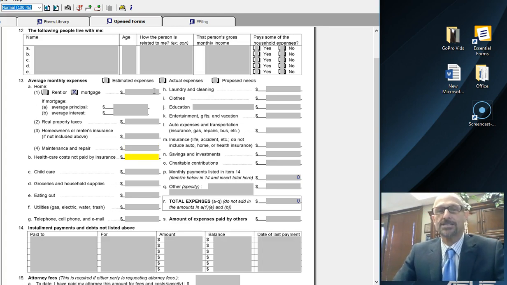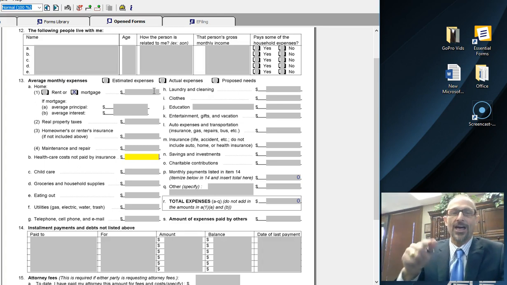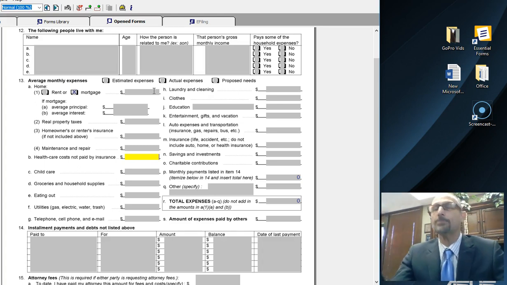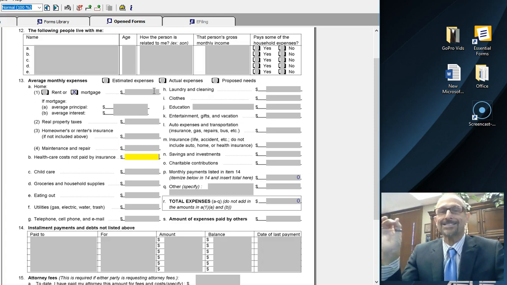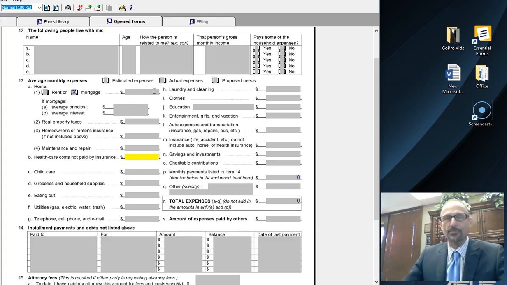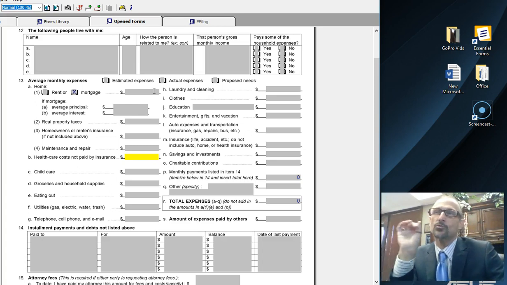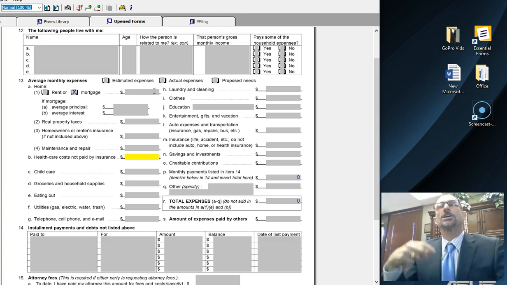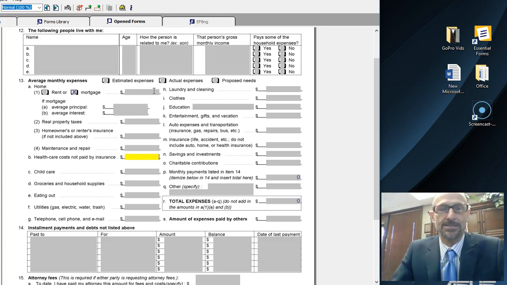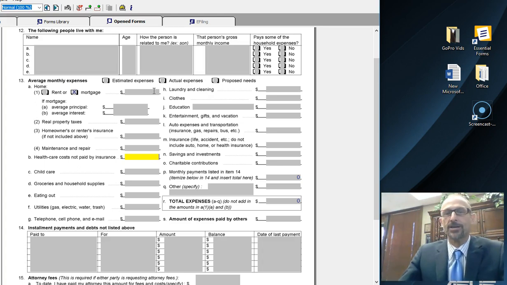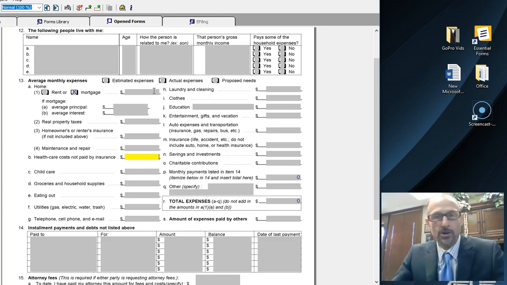Health care costs not paid by insurance. That line is not premiums, but well, you can include the premium there, although there's another place for that premium. If you want to put the premium, you can, but this is really talking about meds, co-pays, those kinds of expenses. If you're taking money out of your pocket and you're paying a healthcare insurance premium, and you want to put it in there, go ahead, add that in there.